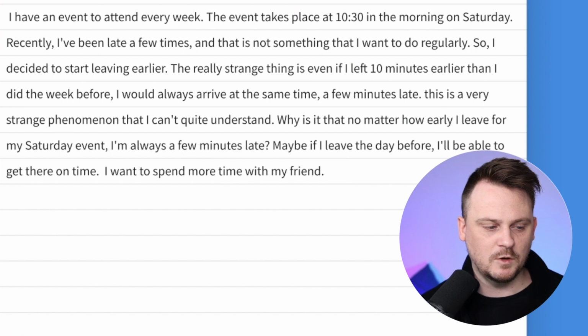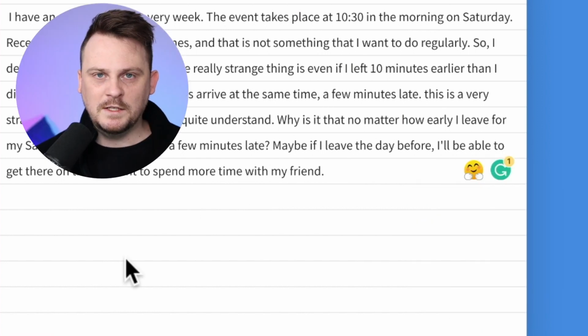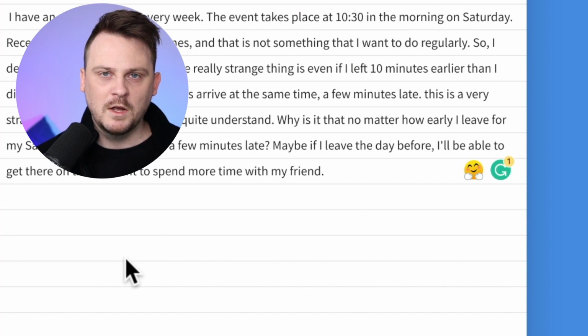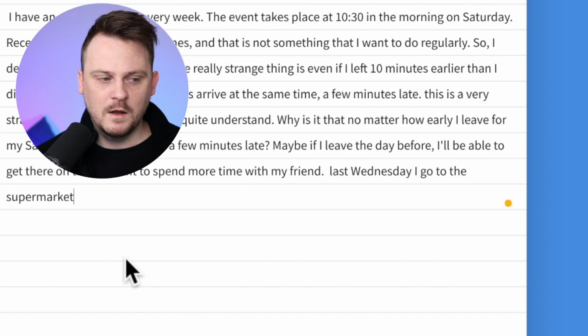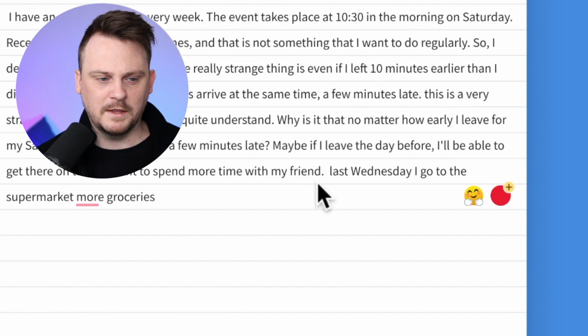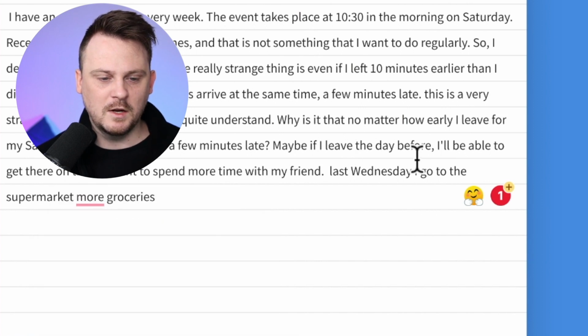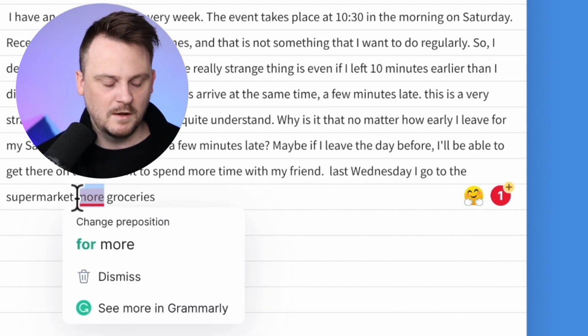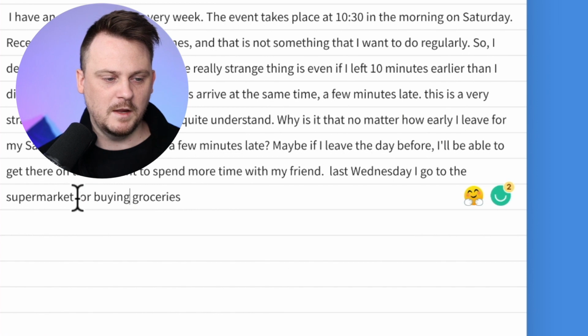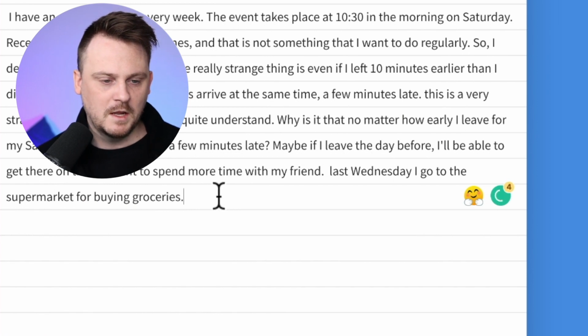Let's try a tense issue. I don't know if it'll catch this one. Last Wednesday, I go to the supermarket for buying groceries. Oh, I got that one wrong. Last Wednesday, I go to the supermarket. More groceries. No, I said for buying. Okay, imperfect voice dictation there. Last Wednesday, I go to the supermarket for buying.